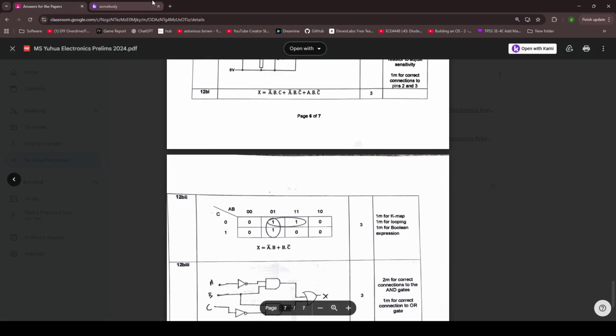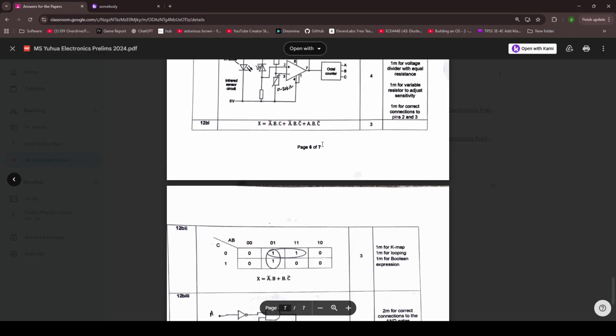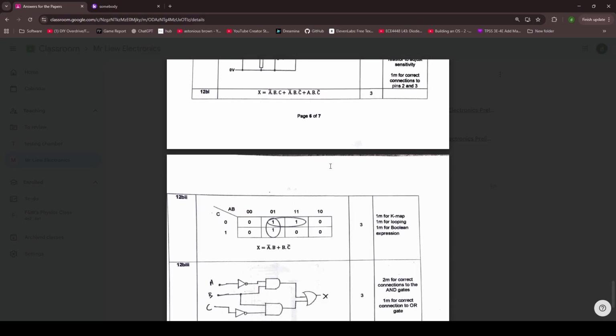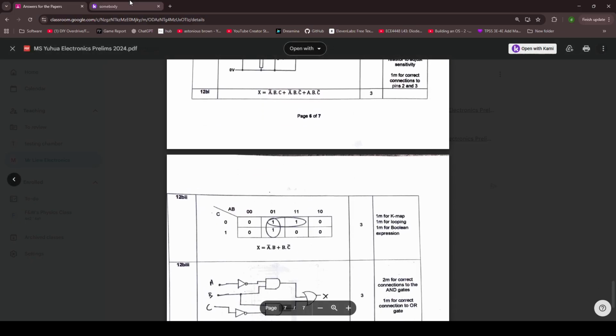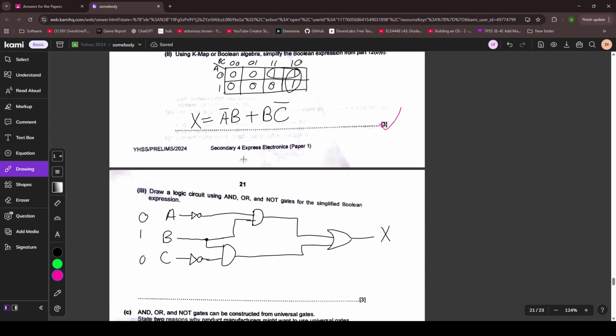A bar B. Okay, yeah, that's right. Why didn't the answer key put Boolean expression or Boolean algebra? Oh, is it just that simple to simplify? It is, okay. Draw a logic circuit using AND, OR, and NOT gates.